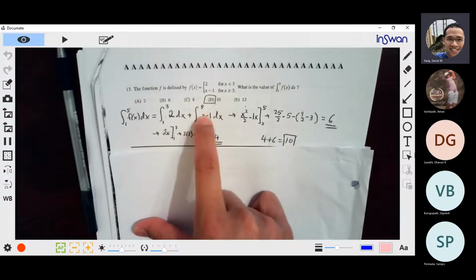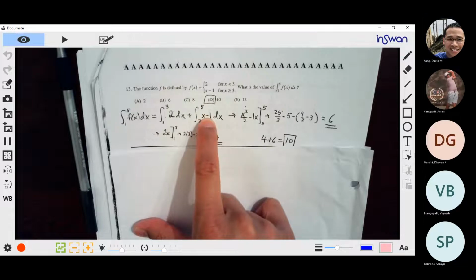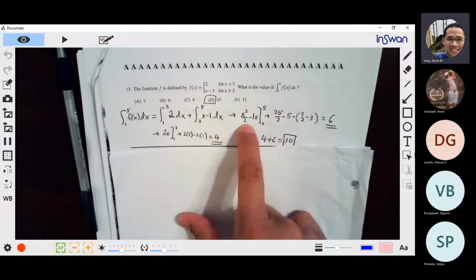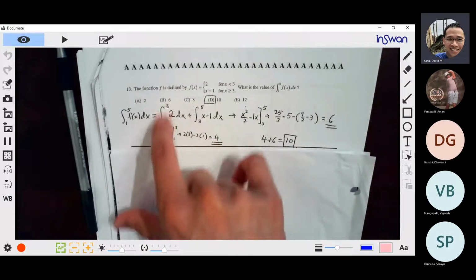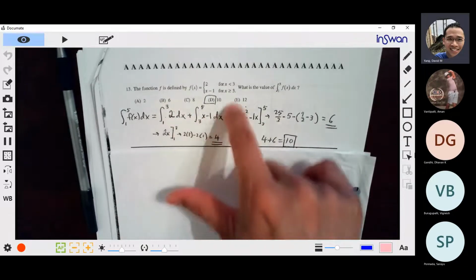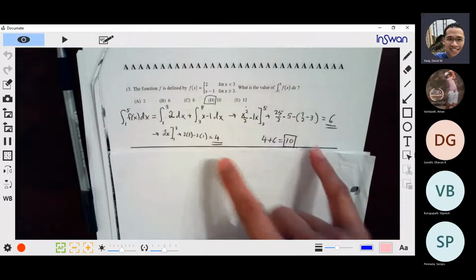Repeat the same process for my second definite integral. We go through power rule, plug in the upper and lower bound, and we get 6. And then the area under the first graph is 4. The area under the second graph is 6. 4 plus 6 equals 10.